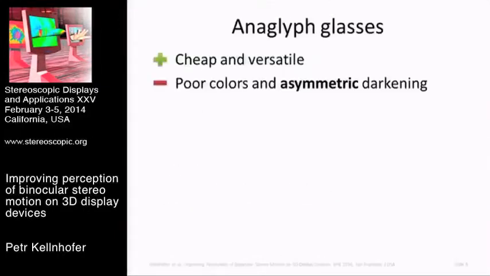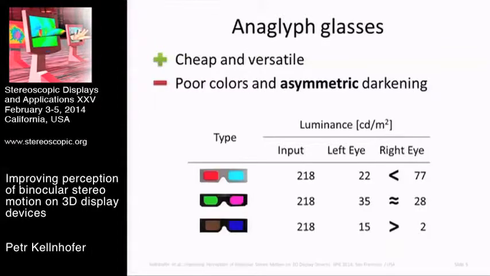A simple example of a color multiplexing display is Anaglyph glasses. They are very popular because they are cheap and also very universal; you can print Anaglyph content on paper. But they have rather poor colors, and there is an additional problem of asymmetric eye filter transparency. If you look at this table, the transparency of the filter on each eye differs with the type of Anaglyph glasses, and it can be quite significant.